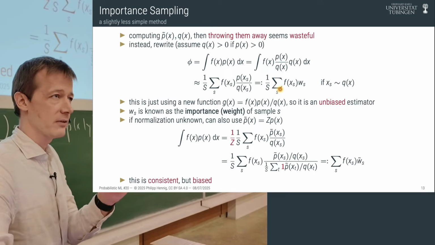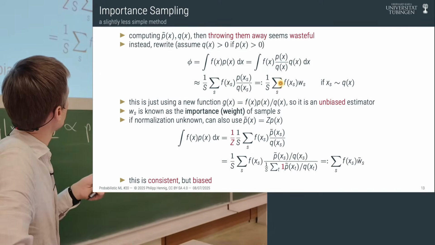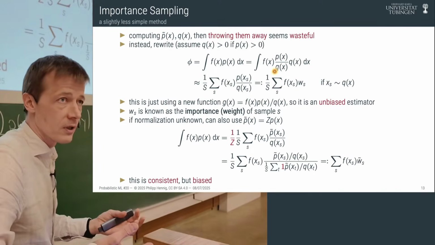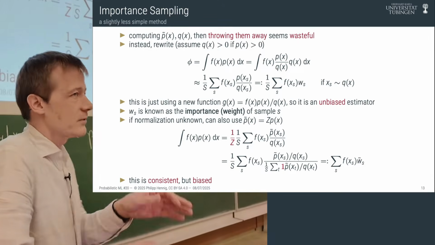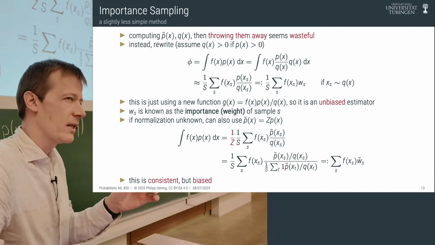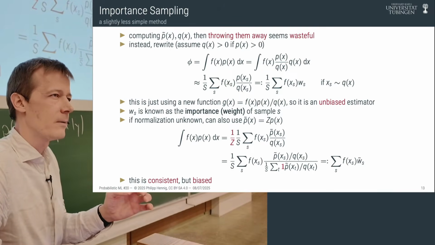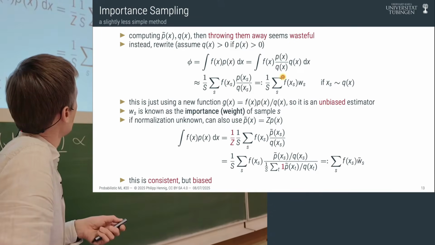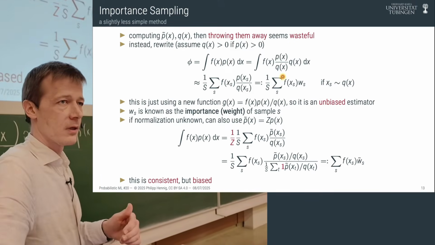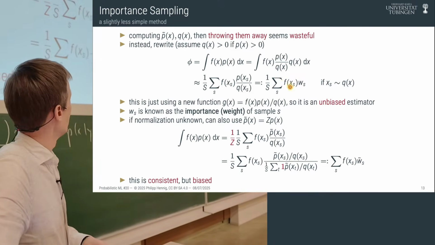So not only do we have to make sure that this Q has non-zero value wherever we sample, but let's think about what happens if Q has a non-zero value, but it's a really tiny value. What then happens is, of course, that number gets very large, right? P over Q. And therefore this weight gets very large.